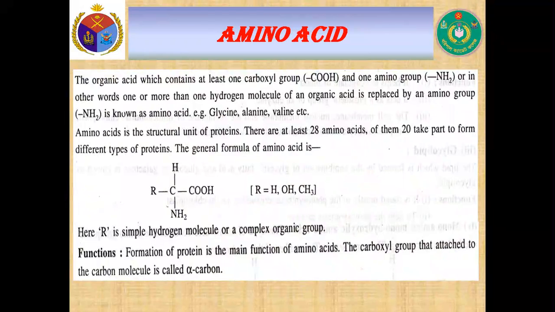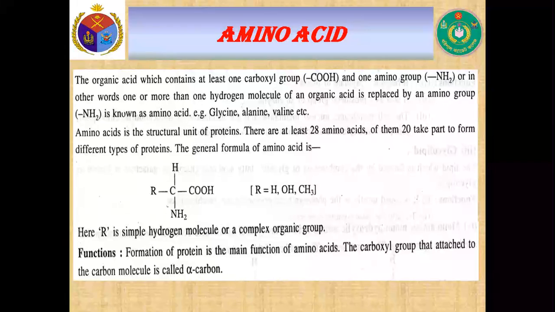There are at least 28 amino acids, of them 20 take part to form different types of proteins. The general formula of amino acid is here, R. My dear cadets, here R is a simple hydrogen atom or a complex organic group. This is R. Now function: formation of protein is the main function of amino acids. The carbon to which the carboxyl group is attached is called the alpha carbon.